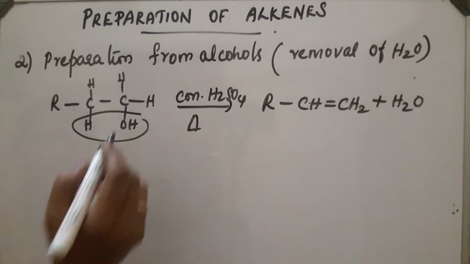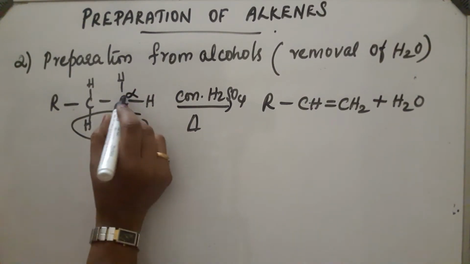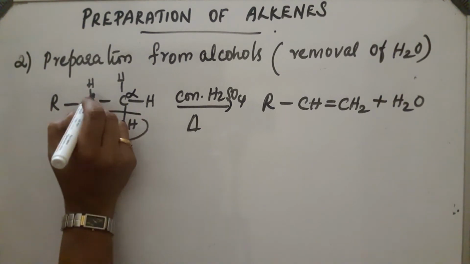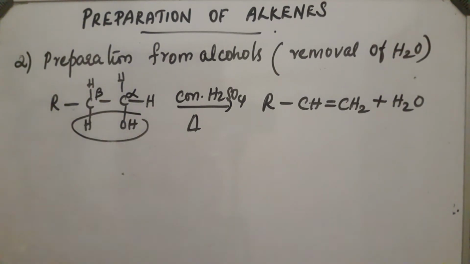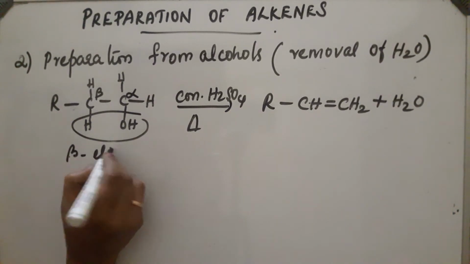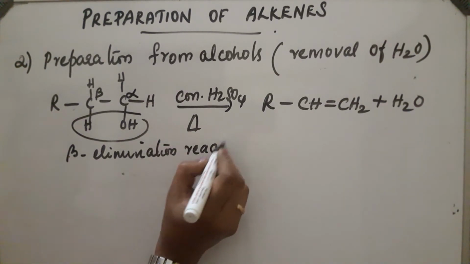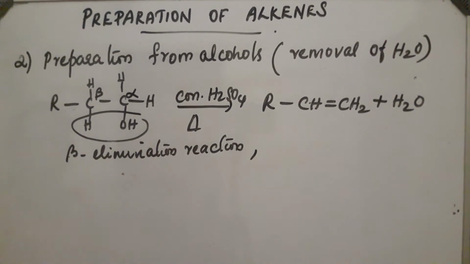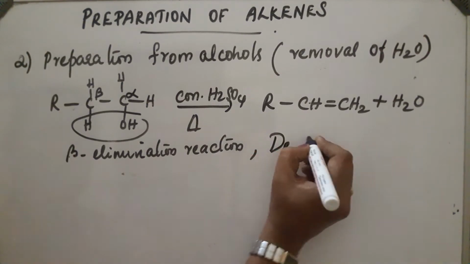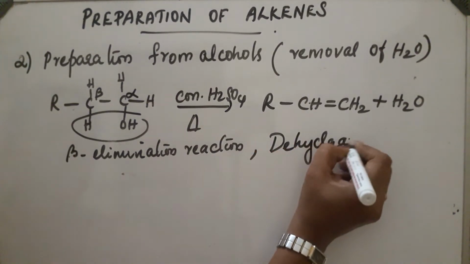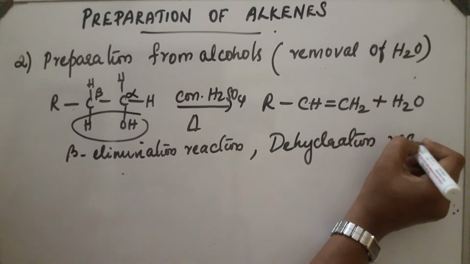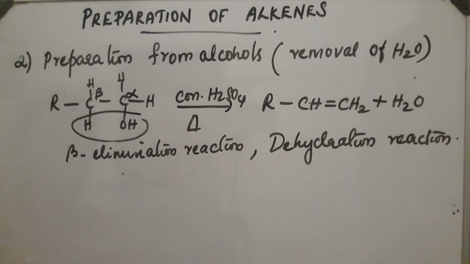In this case, we can see that this is the alpha hydrogen, that is, the carbon attached to OH is alpha and this is beta. So from the beta carbon, one hydrogen is removed. So this reaction is also called a beta elimination reaction. Also, here the water molecule is removed, so this reaction is a dehydration reaction. Dehydration means removal of a water molecule. Now let us see the reactivity of these compounds.